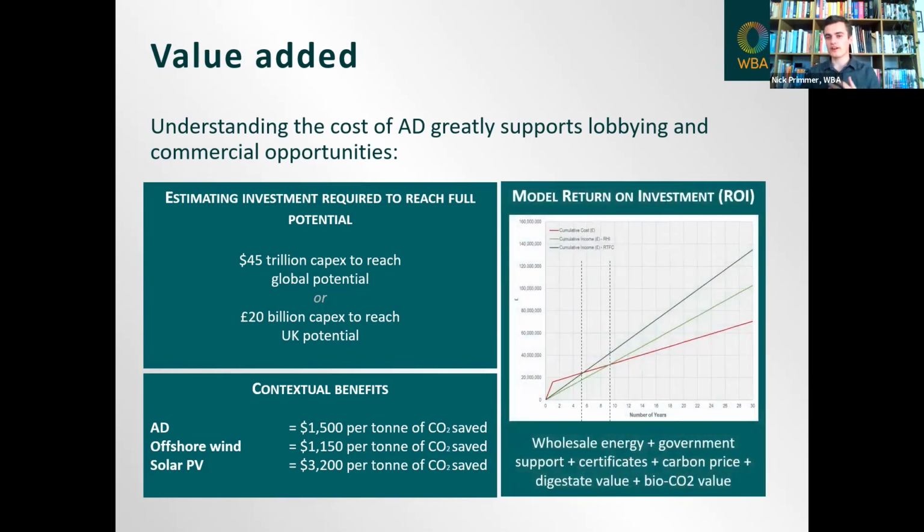And finally, you can also start looking at return on investment. More on the commercial side, you can say, right, we know how much a plant will cost to build and operate. Are the market conditions sufficient to provide a return on investment? You can start thinking about what's a realistic wholesale energy price we can get. Do they need government support, certificates? Is there a carbon price and carbon certification scheme? Can we sell digestate? And what's the value of the bio-CO2 from the biogas? When you consider all of those different income streams for an AD plant, you can start balancing that and seeing if and when you'd get that return on investment.